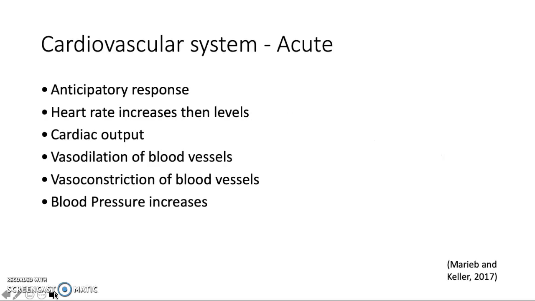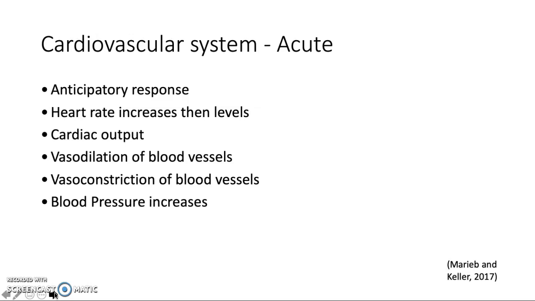So the acute phase of the cardiovascular system is the heart rate anticipatory response. The heart rate increases and then levels at a steady pace. The cardiac output increases. The vasodilation of blood vessels to and from the muscles occurs when supplying the working muscles with glucose and oxygen and removing any wastes.